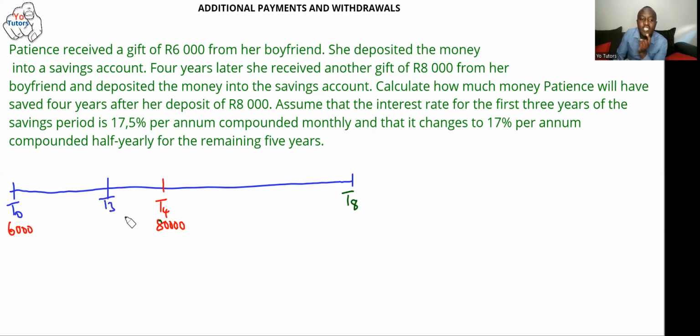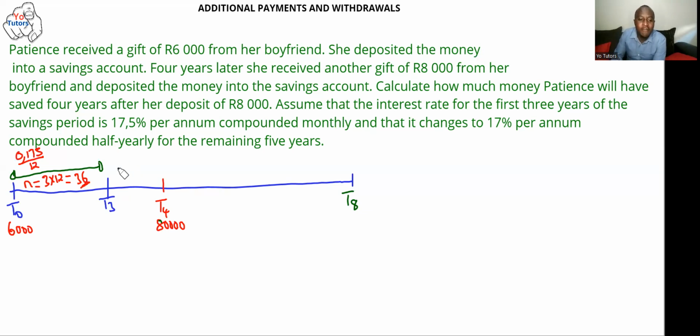On the first 3 years, we have a percentage, a different percent. For the first 3 years, the percentage here is 0,175 over 12, because it's converted monthly. Now, we need to understand also for the first 3 years, how do we get the total number of periods, the N? It's going to be 3 times 12, which is going to give us 36. So our N is 36 for the first 3 years.